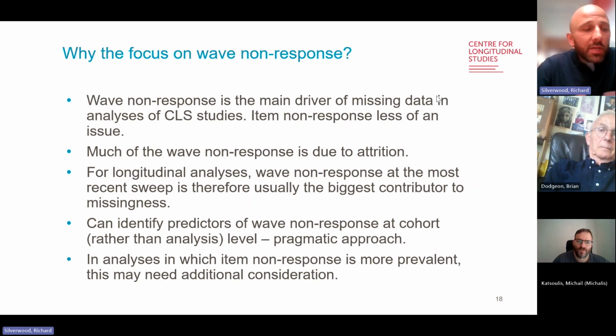There will be some cases where your analysis includes variables which are more susceptible to item non-response, and this might need some additional consideration. So we know some variables tend to have greater levels of item non-response. For example, people are often reluctant or unable to report their income, so when you ask about that, there will tend to be higher levels of non-response. So if your analysis includes a variable like that, you might want to give a bit of additional consideration.